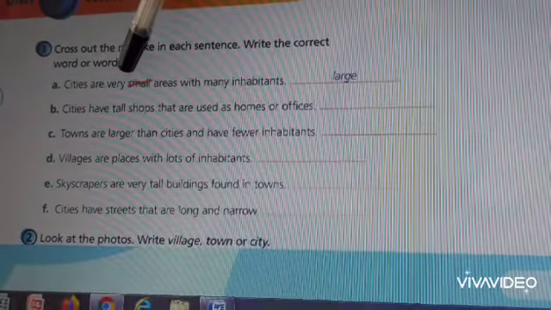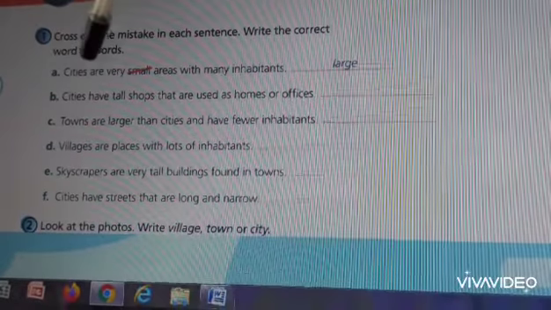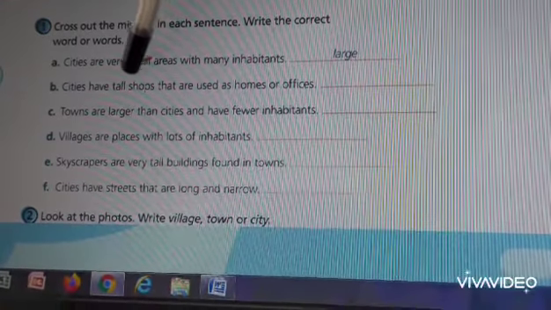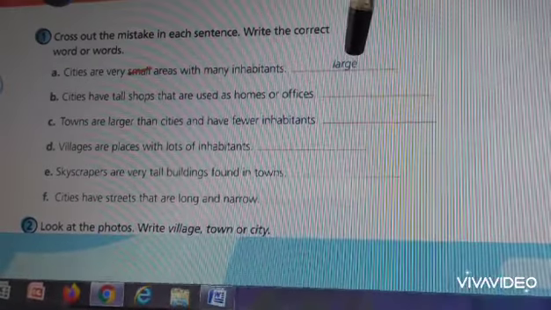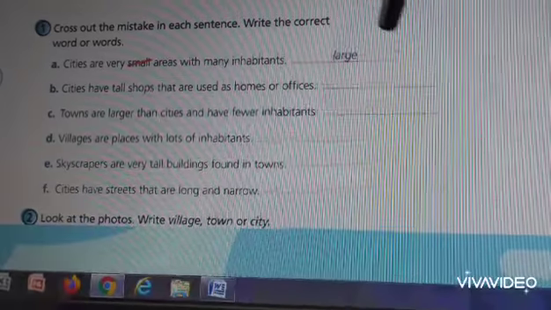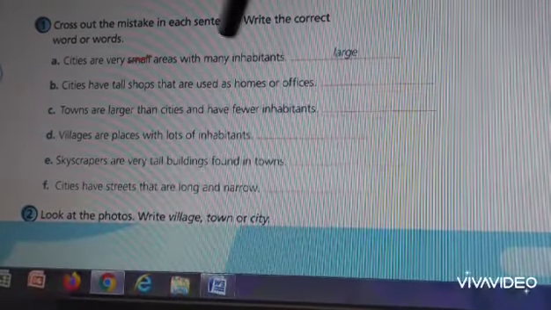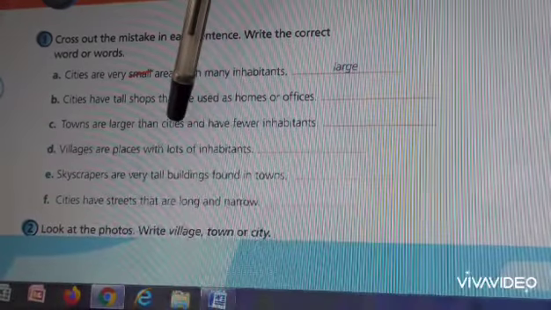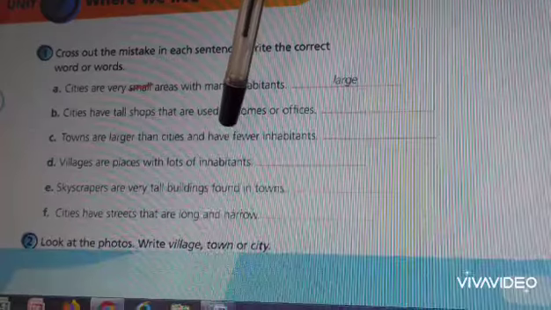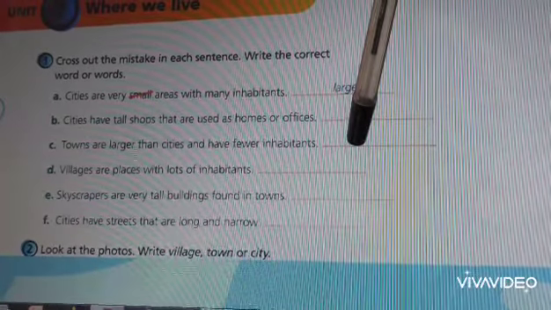Cities are very small areas with many inhabitants. The cities are small areas? No. So the mistake is small. We cross it out and we look for the right word. The cities are very large areas with many inhabitants. So you have to continue looking for the mistake, cross out the word that is not right, and write here the correct word that completes the sentence.